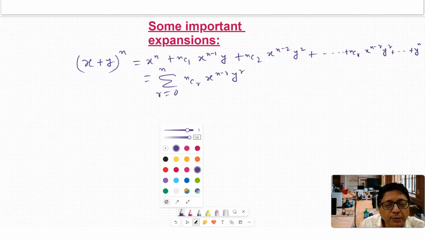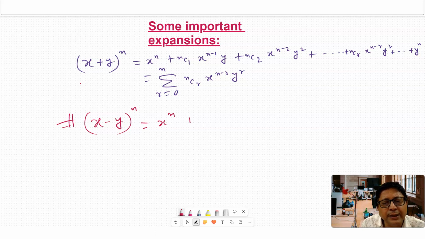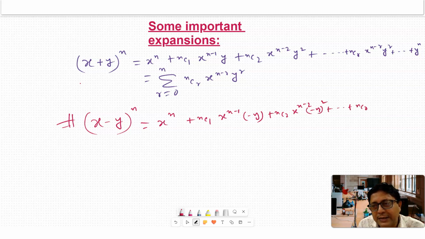Okay. Now in this expansion, if we replace y by minus y, let us do the expansion of x minus y to the power n. What you do there is just replace y by minus y. It is x to the power n plus nC1 x to the power n minus 1 times minus y, plus nC2 x to the power n minus 2 times minus y whole square, plus nCr x to the power n minus r times minus y to the power r, plus minus y to the power n.